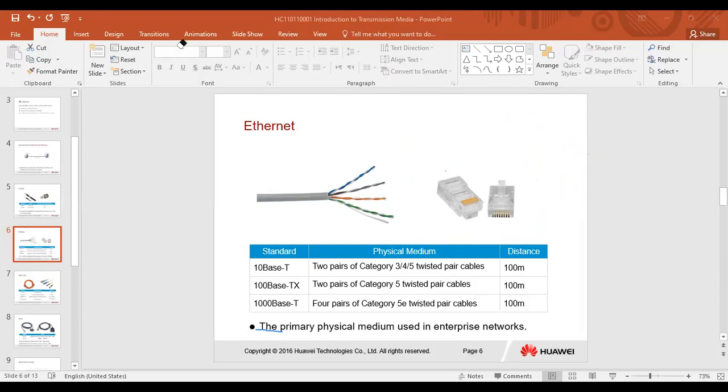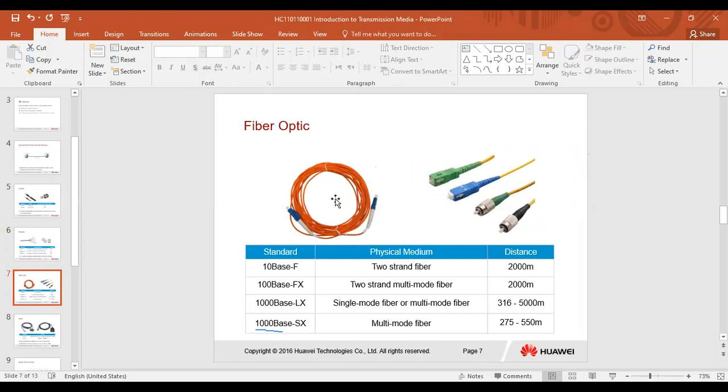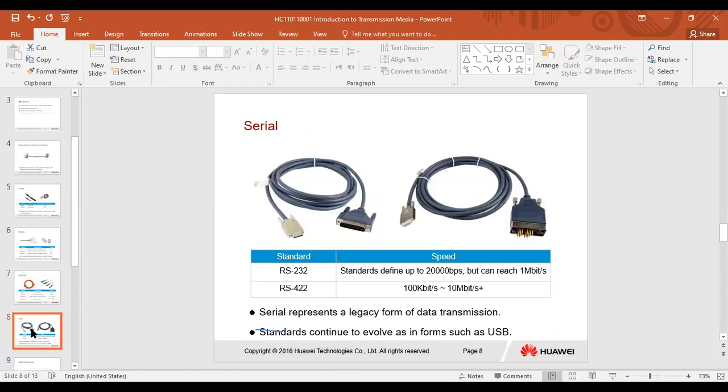But the connector used for fiber optics may be LC, which may be ST, or which may be SC. Okay, there are three types of connectors used for fiber optics: LC, ST, and SC. These three types of connectors are used in fiber optic cable.